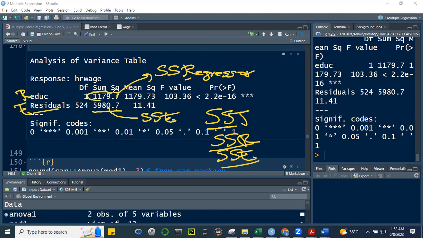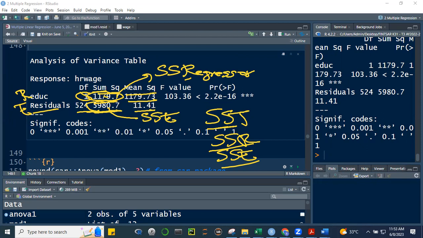This is the unexplained sum of the squares of the variance. This one is explained, this one is unexplained. So we see here that the explained is less than the unexplained. And then we have here MSE, mean square error, which is equivalent to your SS divided by your degree of freedom. So whatever your SSE is, divided by your degree of freedom, will be your MSE. 5980.7 divided by 524, you get 11.41.